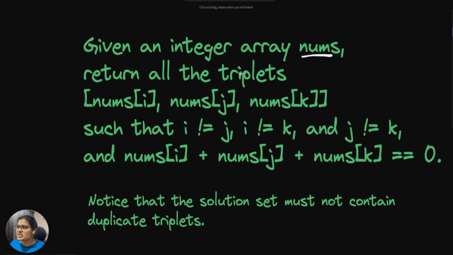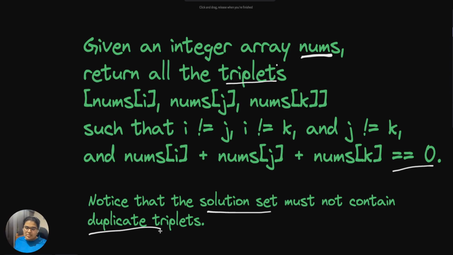The problem statement says we are given an integer array nums and we have to return all the triplets such that the sum is equal to 0. So the sum of the three numbers in this case should be 0. We have to find all such triplets and return them. It also says that the solution set must not contain any duplicates. So if there are any duplicates, we'll have to remove them as well.